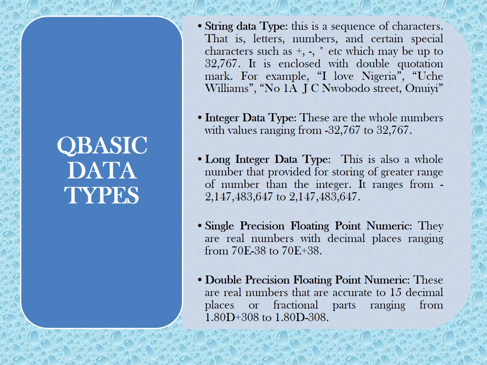Single precision floating point numeric. These are real numbers with decimal places ranging from 2.9E minus 38 to 1.7E plus 38. Double precision floating point numeric. These are real numbers that are accurate to 15 decimal places or fractional parts, ranging from 1.80D plus 38 to 1.80D minus 38.